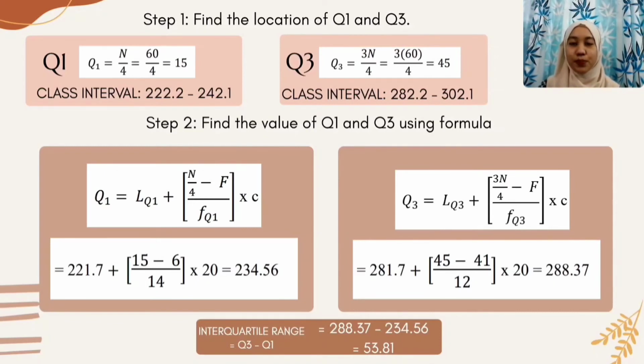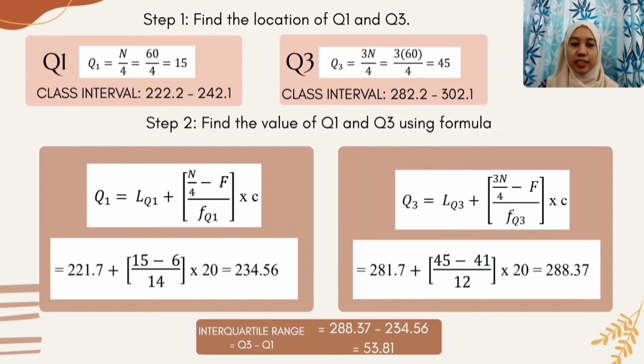Meanwhile, for the third quartile, LQ3 represents the lower class boundary of the third quartile, where 282.2 minus 0.5 equals 281.7, plus 45 minus 41, the cumulative frequency before the third quartile, divided by frequency 12 and multiplied by 20, the class width, equal to 288.37.